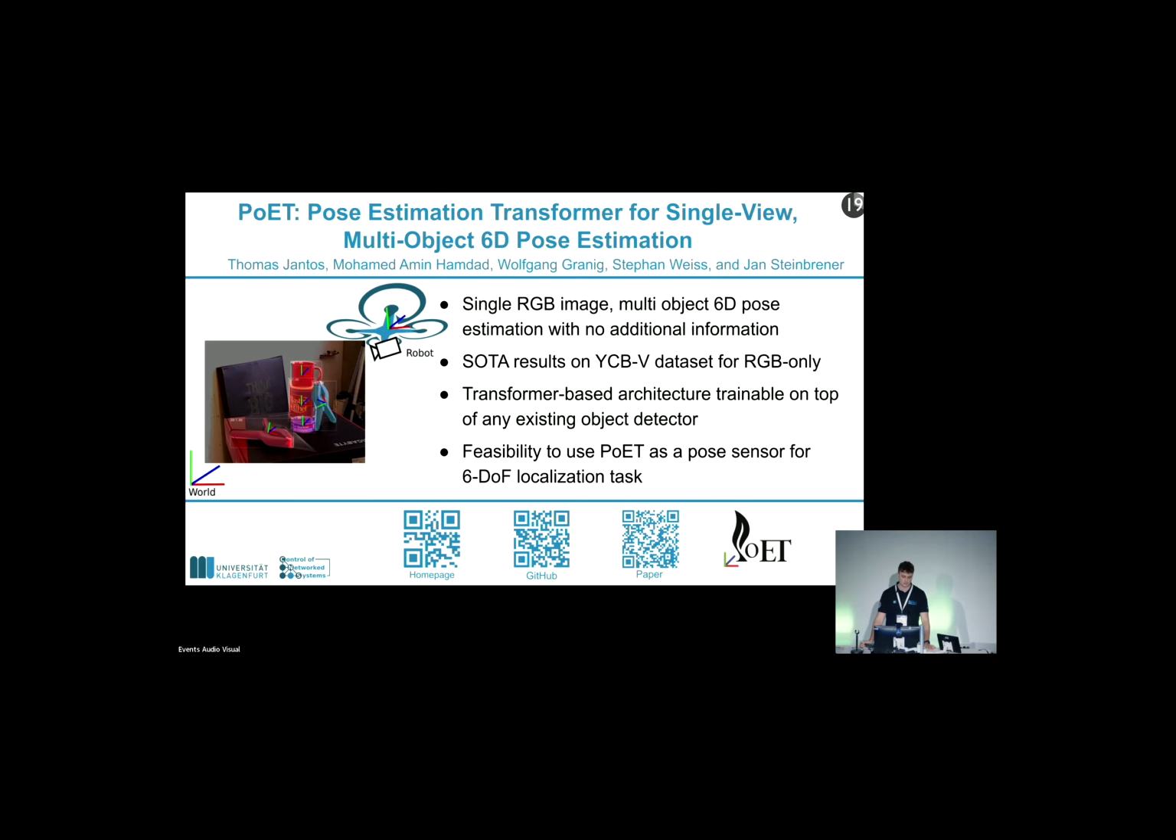Moreover, we show that while 6D pose estimation is interesting for robot manipulation, it's also feasible to use POET in the 6 degree of freedom localization tasks of cameras, which might be interesting for mobile robotics, navigation, and localization tasks. So I'm happy to invite you to my poster, or to our poster, and thank you.